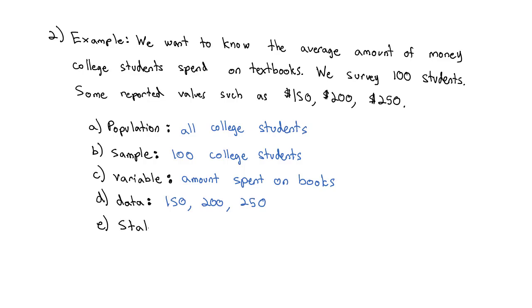So what is my statistic? We said we were interested in the average amount of money spent on textbooks. So the statistic, calculated from the data, is the average spent on textbooks by the 100 college students. Notice the statistic is describing the sample who provided data. It's the 100 students. That's different than the parameter.